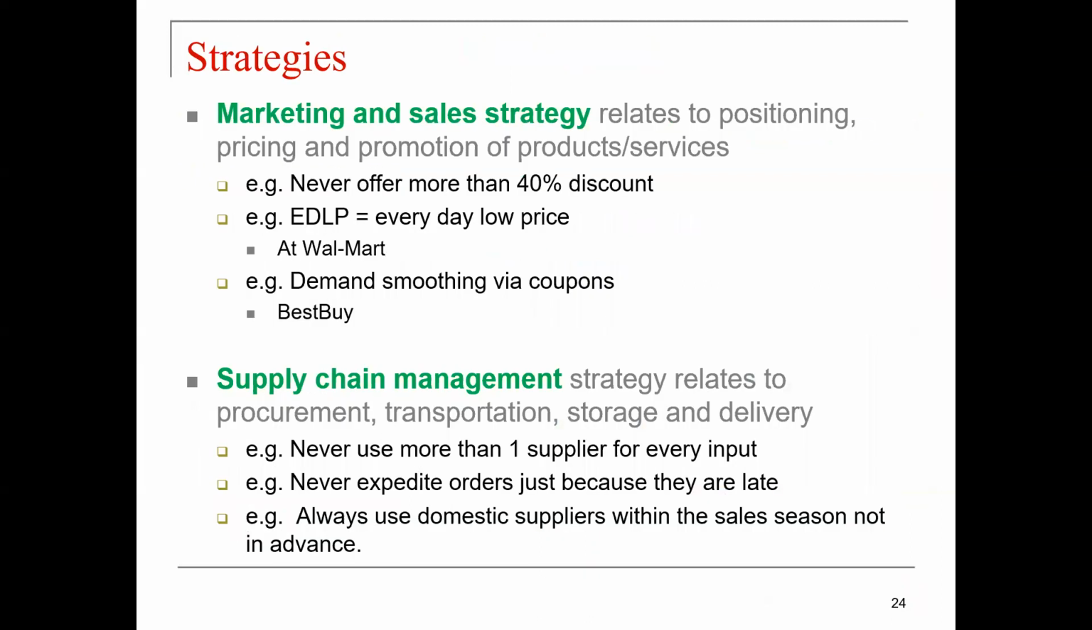In terms of marketing and sales strategies, this relates to positioning, pricing, and promoting of products and services. So for example, never offer more than 3% discount, the everyday low price at Walmart, the demand smoothing via coupons that Best Buy uses. The supply chain management strategy relates to procurement, transportation, storage, and delivery. For example, never use more than one supplier for every input, never expedite orders just because they're late, and always use domestic suppliers within the sales season, not in advance.